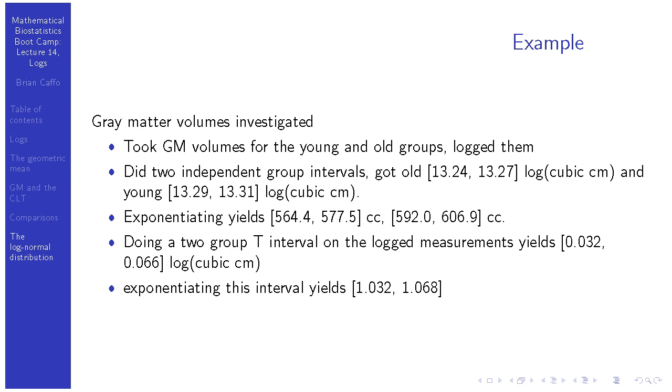If we're willing to assume that the population of brain volumes on the log scale is symmetric, then both of these intervals estimate the population median gray matter volume for old and young, respectively. Then if we take the two groups and do a two-group t interval on the log measurements, it yields 0.032 to 0.066 log cubic centimeters. Exponentiate this, and you get an interval of 1.032 to 1.068. Again, remember the trick: you add 1 when you exponentiate close to 0.